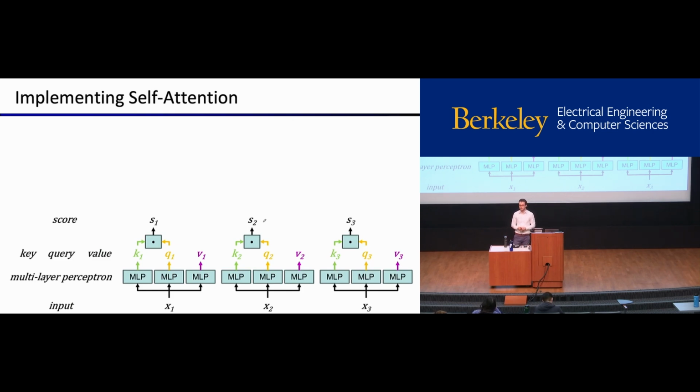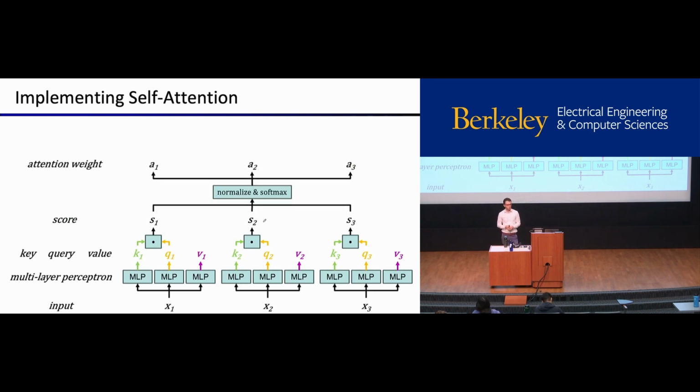So what we're going to do next is normalize these scores with a softmax operation. This is basically just saying, let's make all of these numbers sum to 1, and we can attend to the numbers that are larger. So this is going to give us our attention weights. Then we're going to say, okay, I'm going to attend to x1 with weight a1, x2 with weight a2, and x3 with weight a3. Okay?